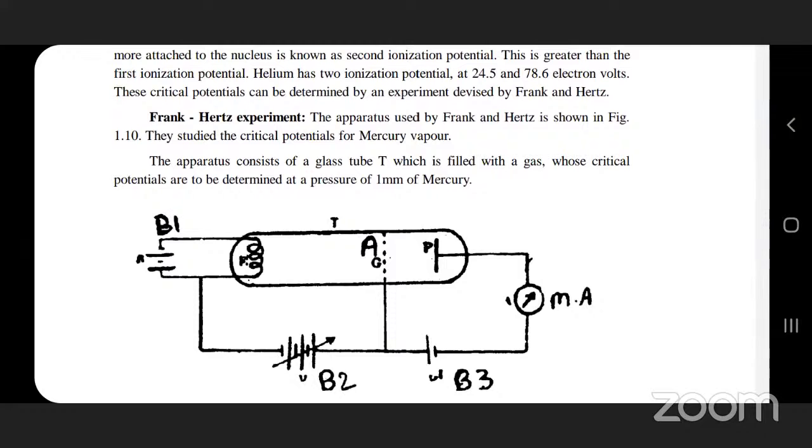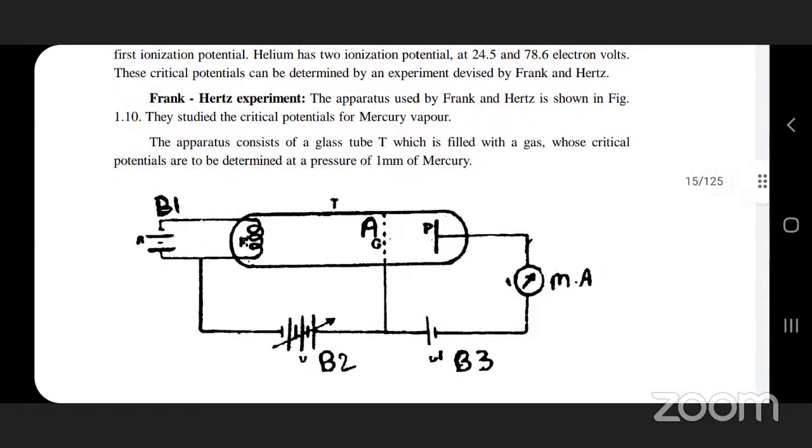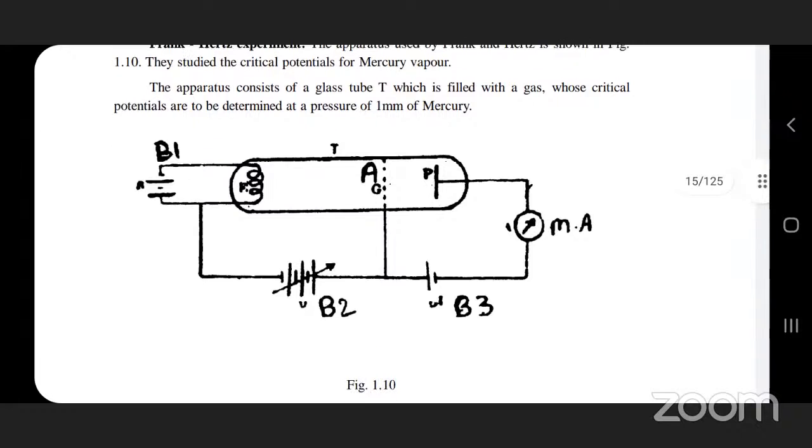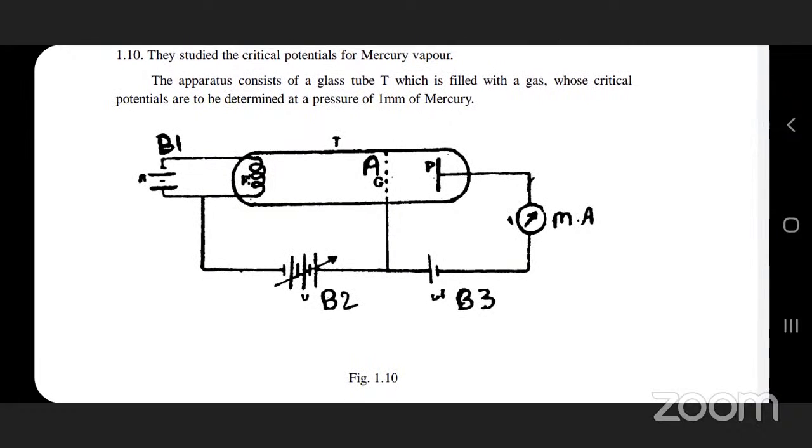According to this, the helium atom was studied by Franck and Hertz. They studied the critical potential for a mercury vapor lamp. So this is the apparatus, which consists of a glass tube. Capital T is a glass tube which is filled with a gas whose critical potential is to be determined, at a pressure of 1 mm of mercury.